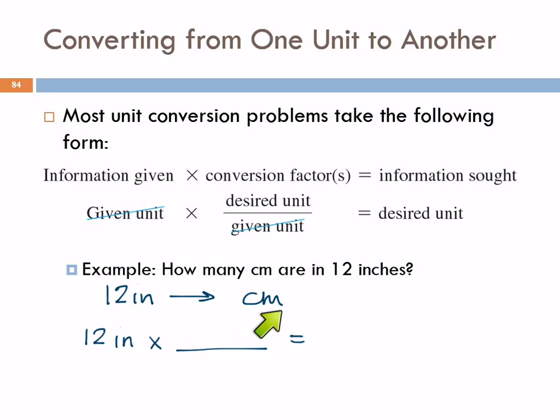I'm going from inches to centimeters. In my equation, I have inches here, and I'm going to have centimeters on the numerator, on the top of my conversion factor, and I'm going to put inches in the denominator because I want the inches to cancel out. After I get the units in place, then I put the numbers in. I need to know the relationship between inches and centimeters. Well, we covered that. 1 inch is equal to 2.54 centimeters.